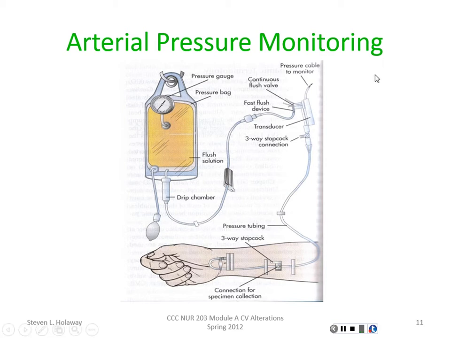Again, through that transducer, you also have a little flush, a stopcock here, and you have a flush device, because once I draw blood from there, I've got to flush the system through. This pressure bag is very important. Why is that pressure bag important? Why do I need to pressurize this system?